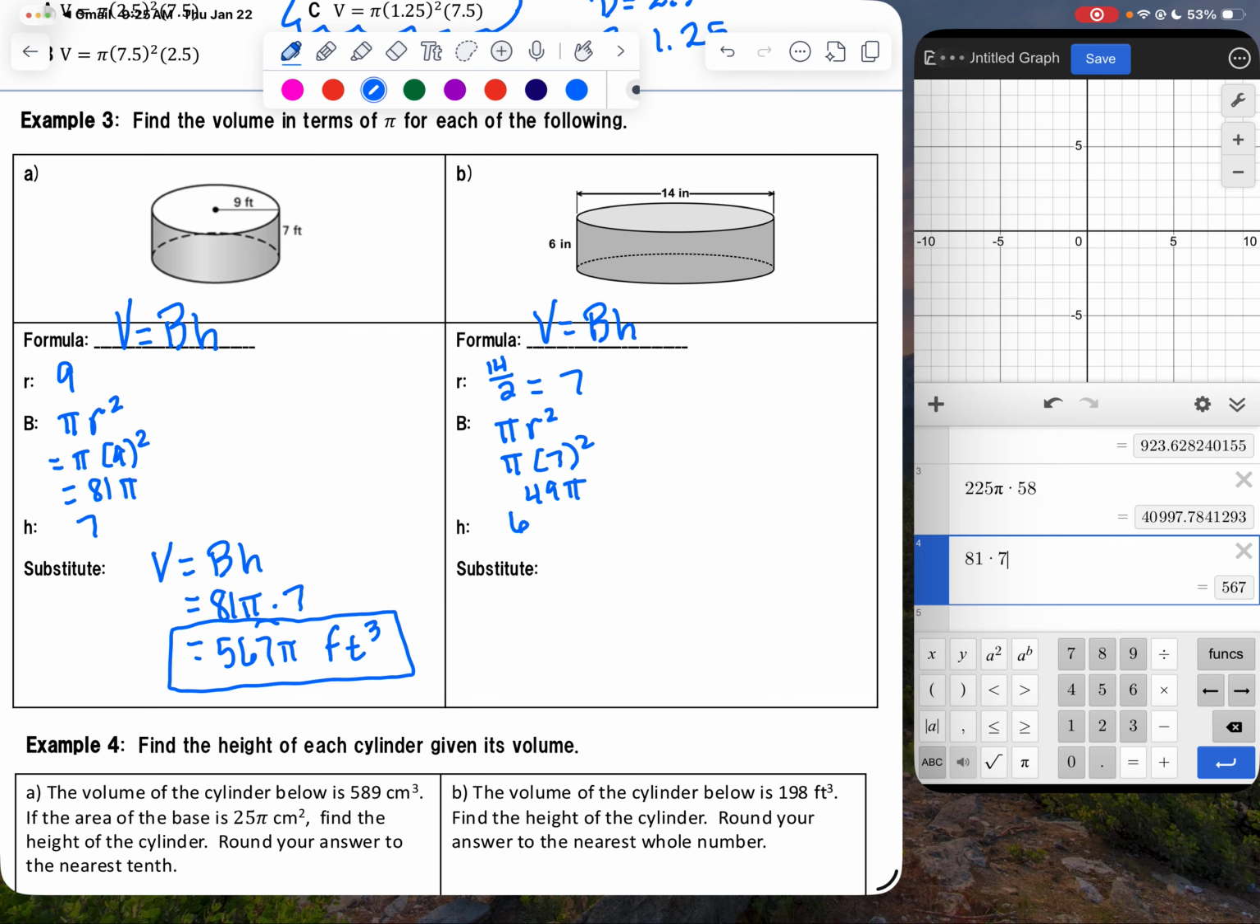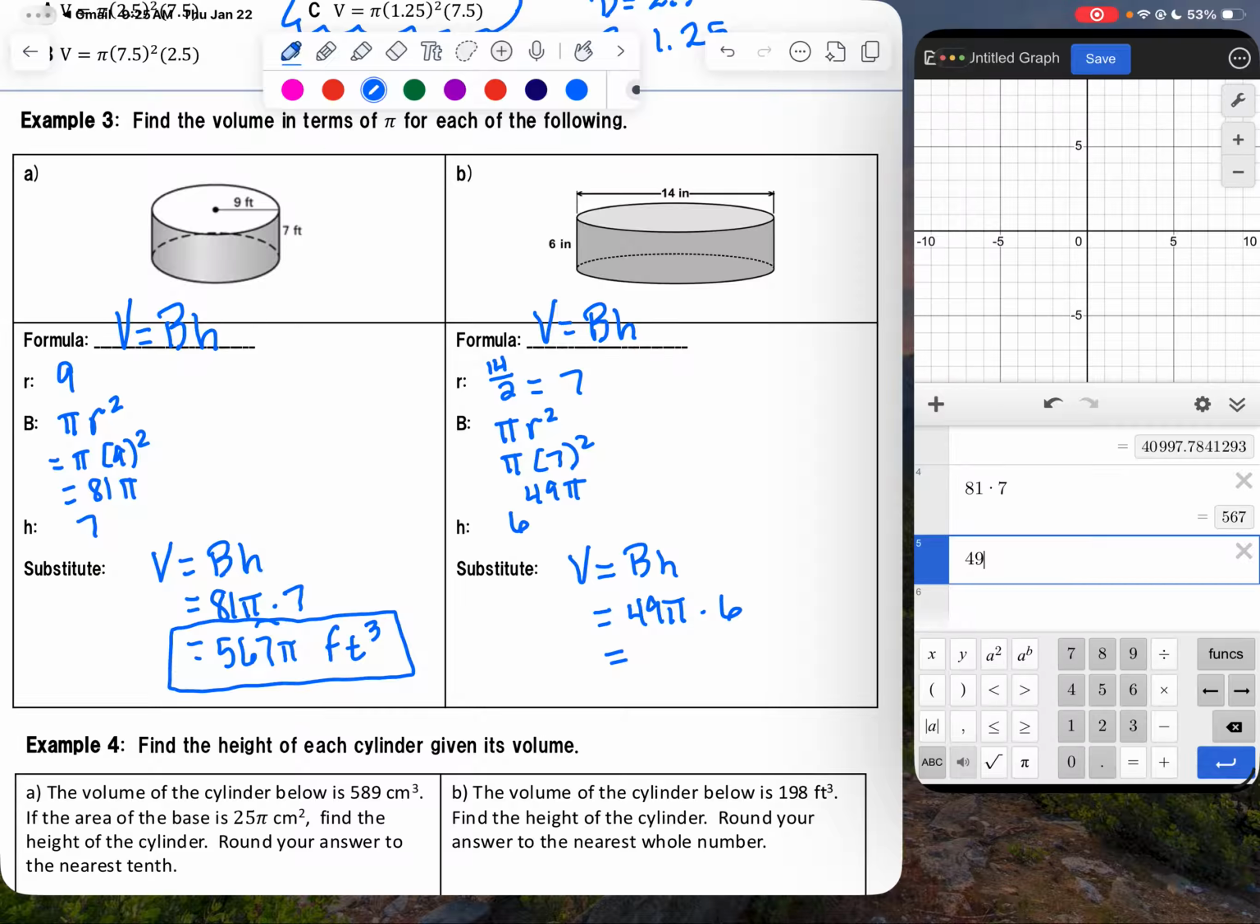The height is 6. So when I substitute into my volume formula, I get 49 pi times 6. So in my calculator, hopefully you only multiplied 49 times 6, which gives me 294 pi, and this would be cubic inches.